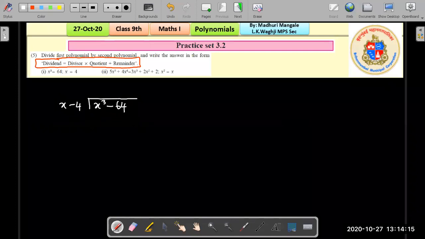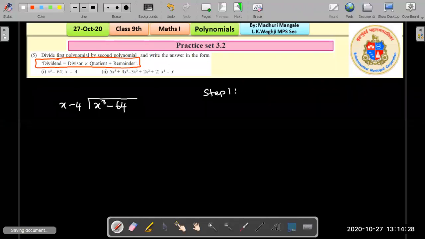All right, students. Now, let me make this division part really easy for you. So I will be giving you certain steps. Step 1, divide the first term by the first term. The first term over here is x cube. So x cube divided by the first term of the divisor. That would be x cube by x.